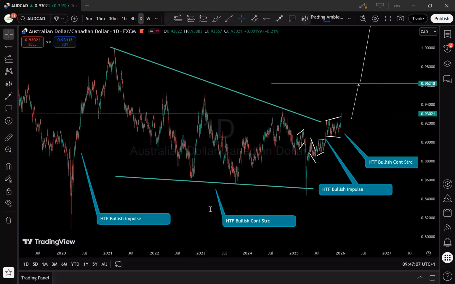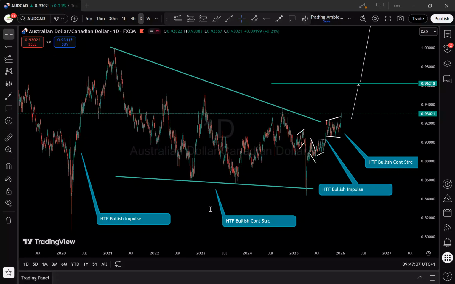I placed my entry somewhere around here and stop loss above the structure. We are still at the entry, and I'm expecting the price to at least drop to the low of this bearish structure on AUD USD. So we'll move on to the next pair, which is CHF JPY.